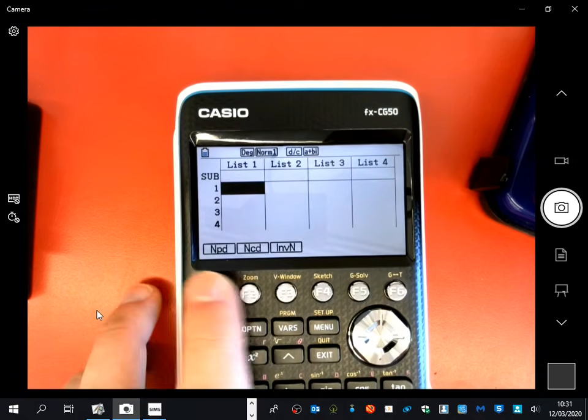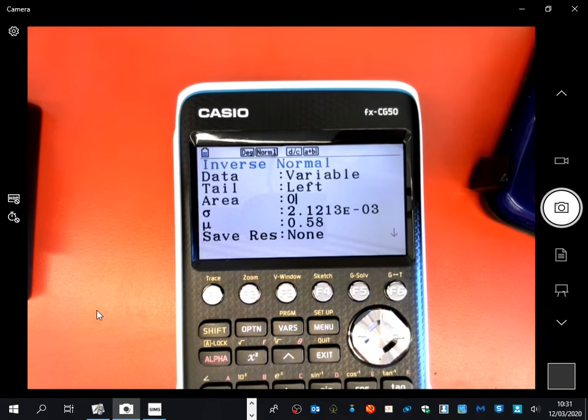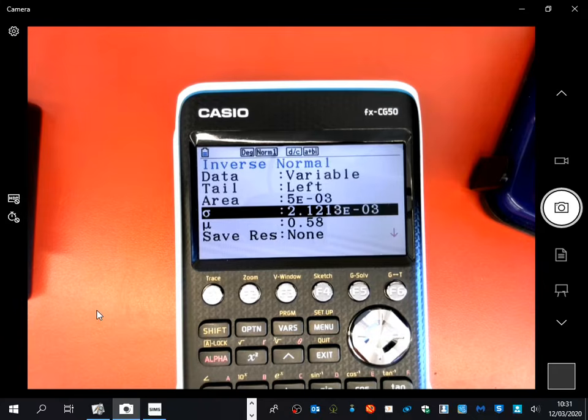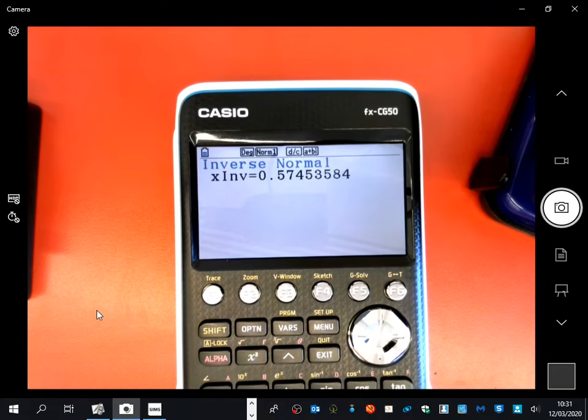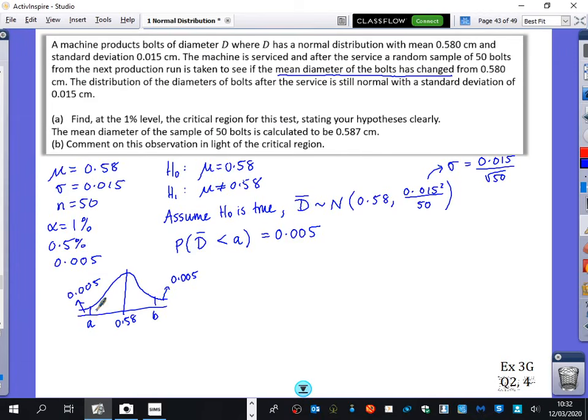Oh, really good. 0.005 is just 5 times 10 to the minus 3. That's what it's coming up with. Okay, so when I hit execute, you get 0.5745. So we get A is 0.5745.